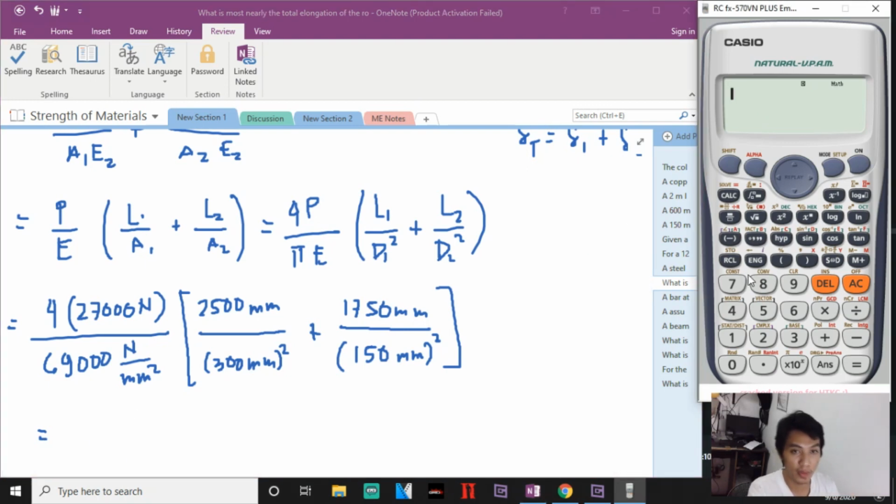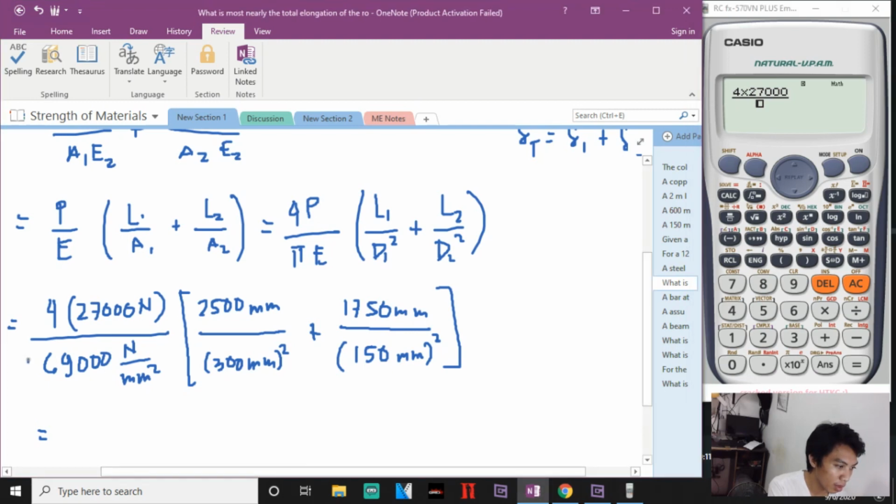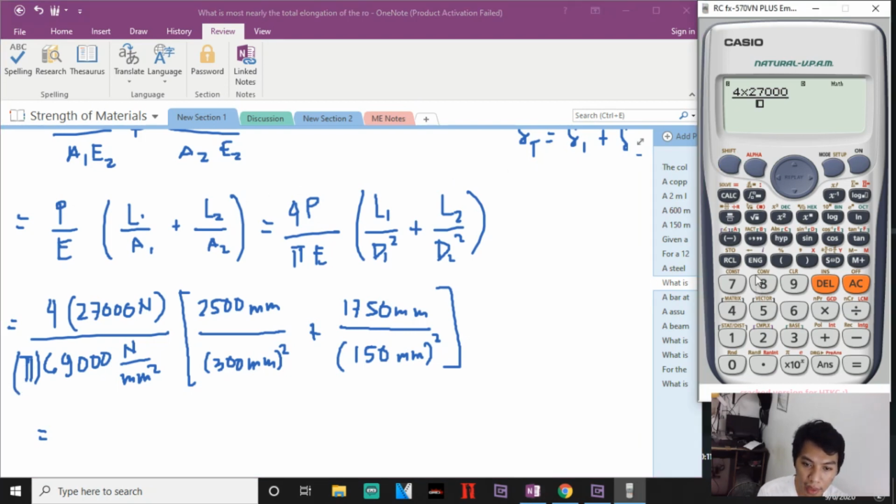Dire-diretso lang ako pang resolve, ha? You know me, ilang beses tayo magkakasama? 4 times 27,000 over, kulang tayo dito. Shift pi times 69,000. Dapat palitan ito. So, this will be 2,500.